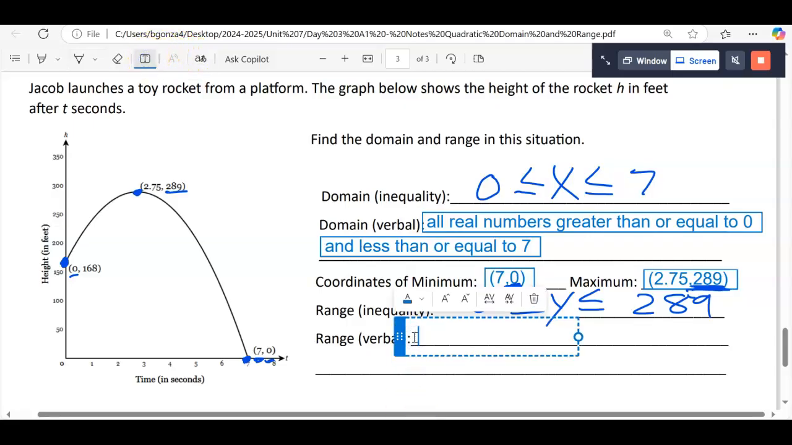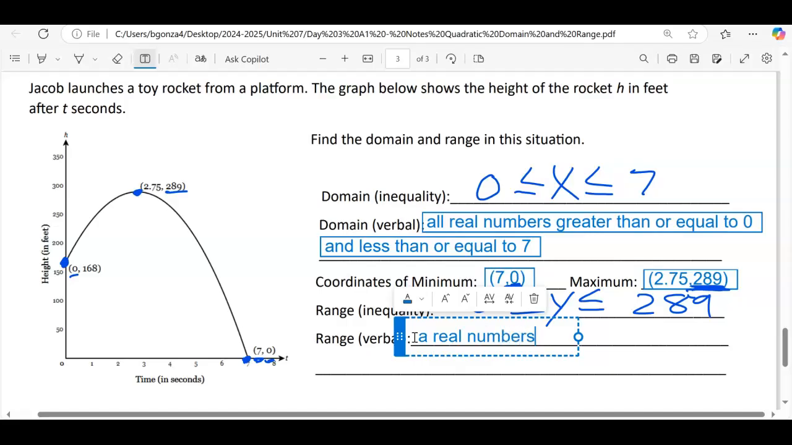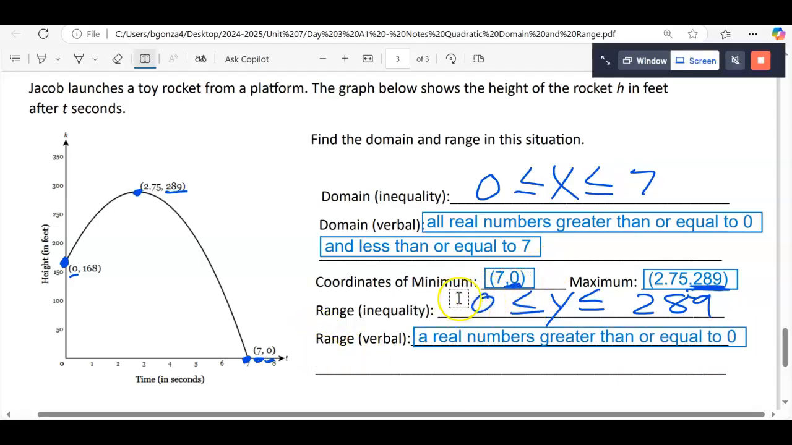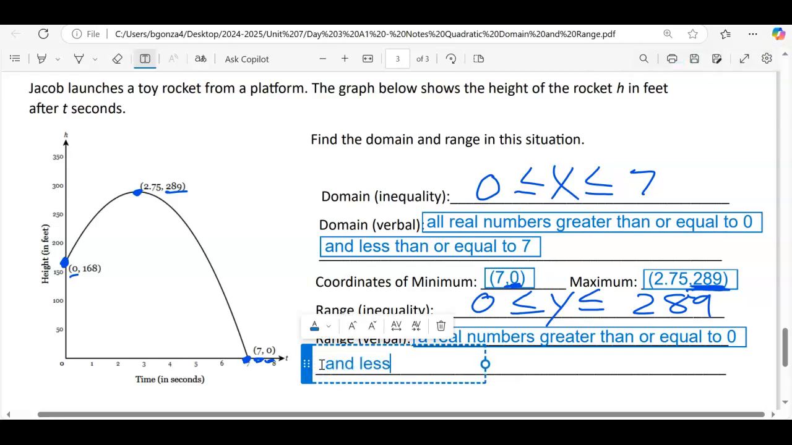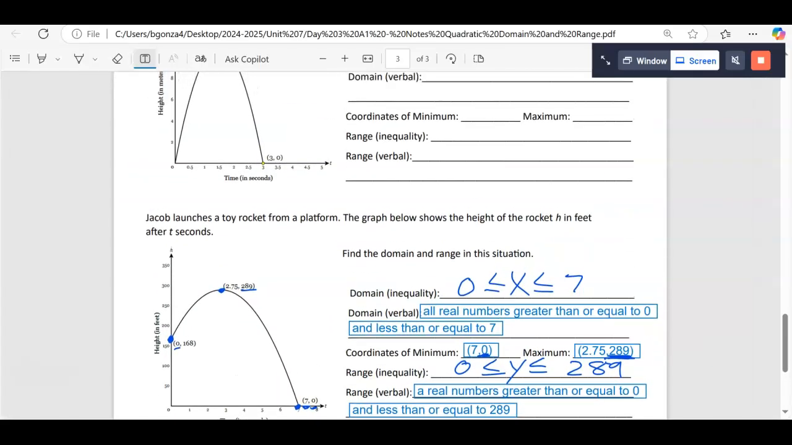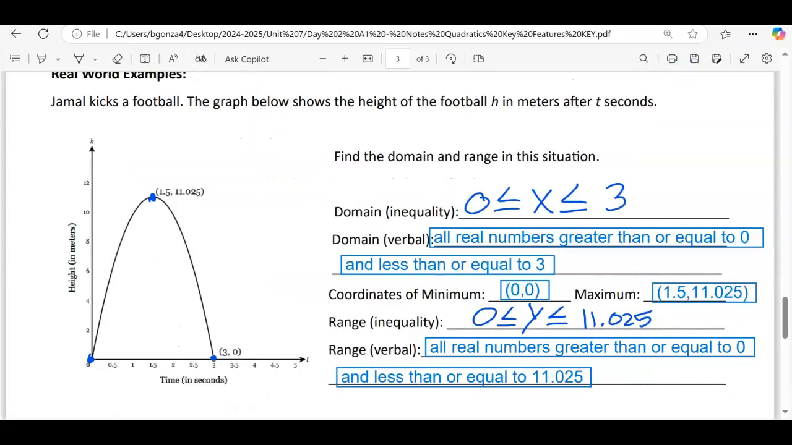And then verbally, you always start off with all real numbers. From the bottom, it only gets greater than or equal to 0. That's the least value we saw in the graph for the y value. And from the top, it's less than or equal to 289. Okay.